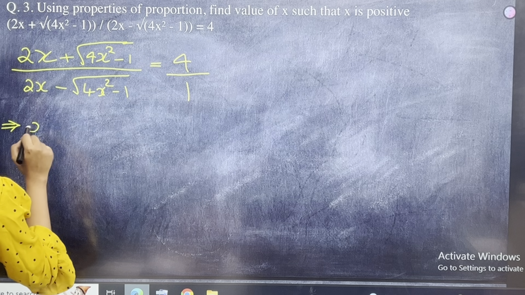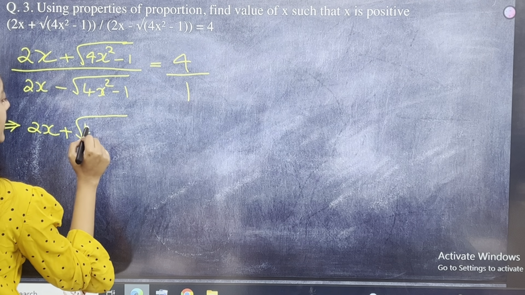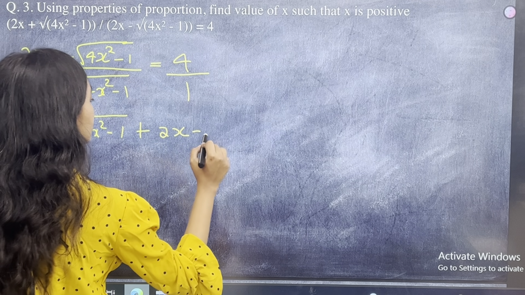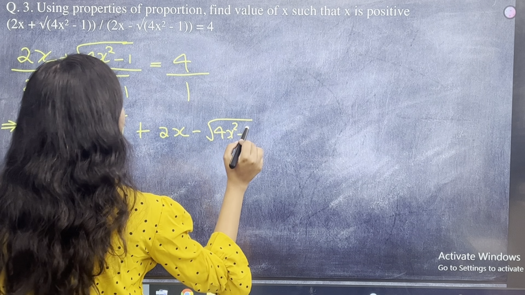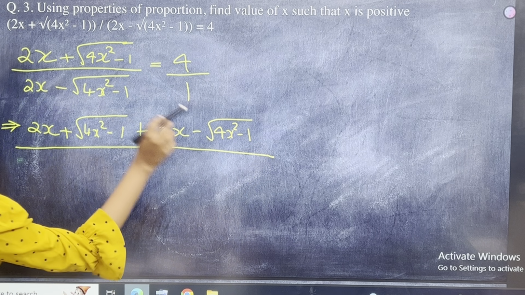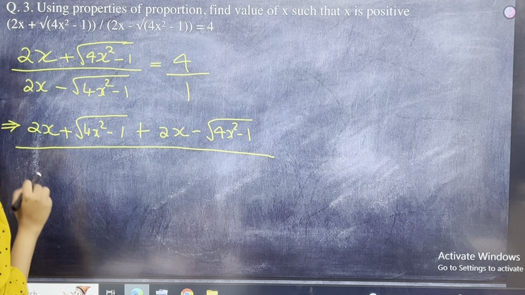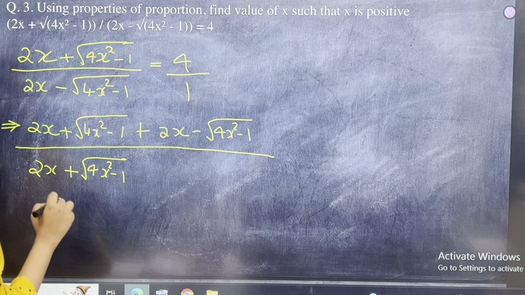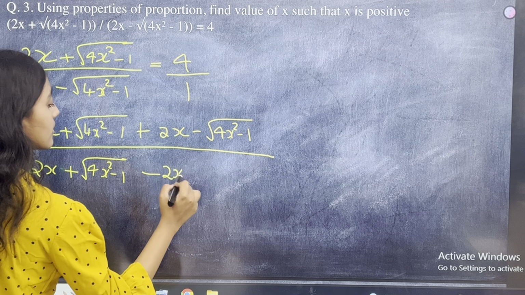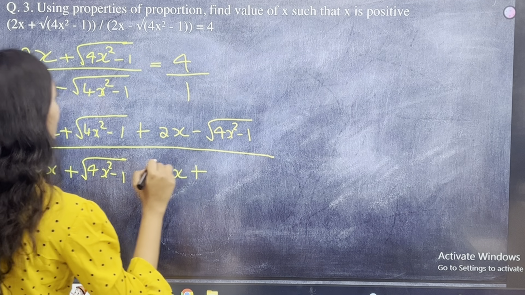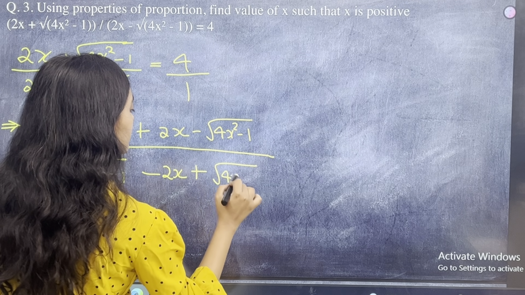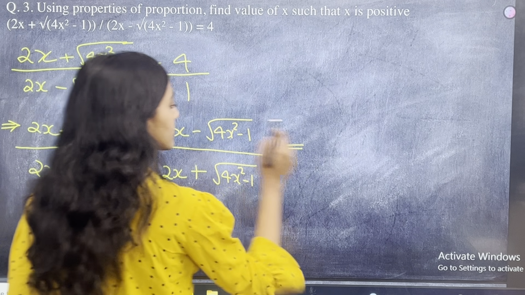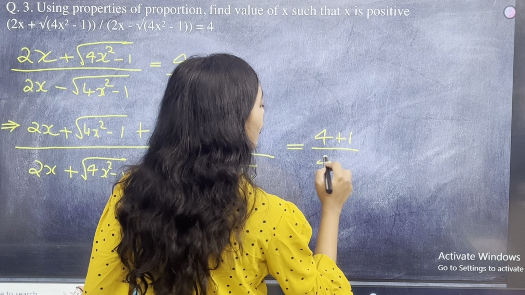2x plus root over 4x square minus 1 plus 2x minus root over 4x square minus 1, divided by, this part is the a plus b part, a minus b, 2x plus root over 4x square minus 1 minus 2x, minus and minus plus root over 4x square minus 1, which is equal to (c plus d) by (c minus d), which is (4 plus 1) by (4 minus 1).